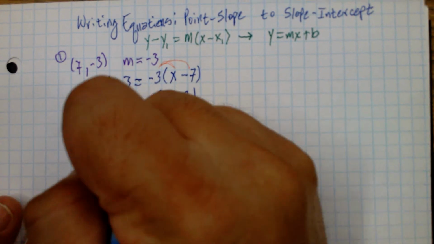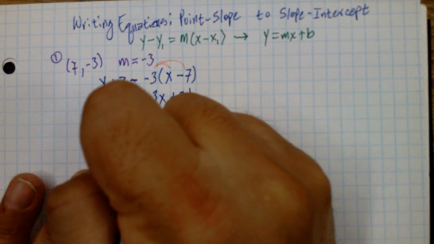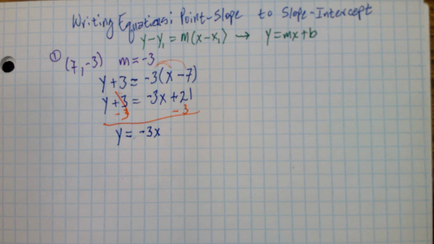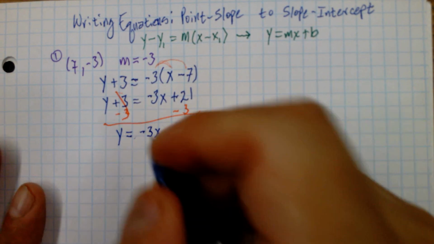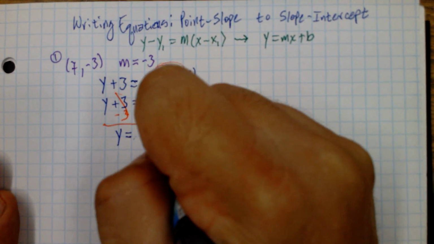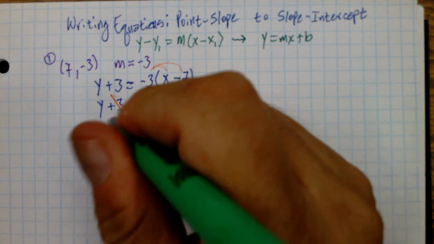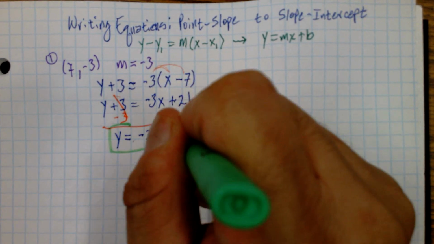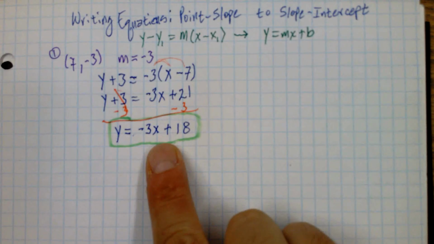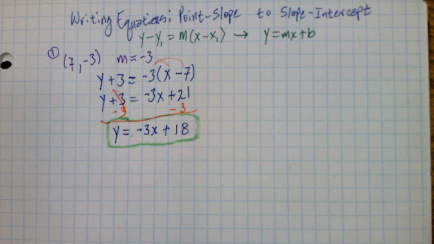Okay, y equals, and then we have -3x. And when I have 21 and -3, I get what? What do we get? Plus 18. And lo and behold, that's our answer in slope-intercept form. So now if I were to graph this, the slope is -3, and it would go through, one of the points on the line would be 7, -3. Okay?